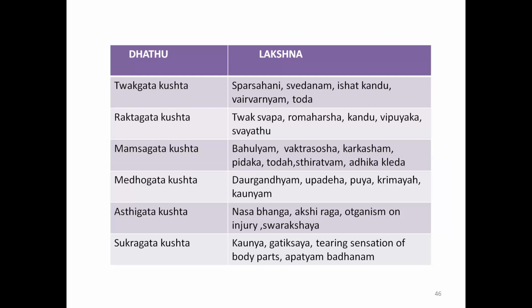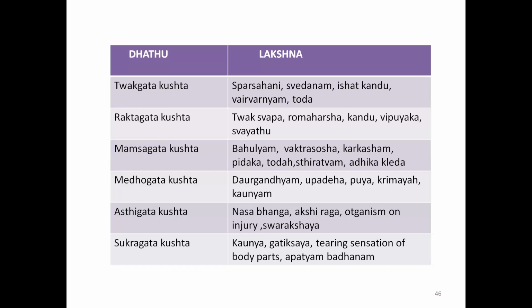When the samprapti of Kushta is more, in Kushta samprapti all the 7 dravyas are involved. Even though the 7 dravyas are involved, the samprapti khadagas can inflict certain levels dominantly. So in Tvakgata Kushta, these are the features: Parushyam, Vedana, Ishad Kandu, Vaivarnya, Toda, etc. These are the lakshanas of Kushta at the level of Tvak, when dominantly affected at the level of Tvak.